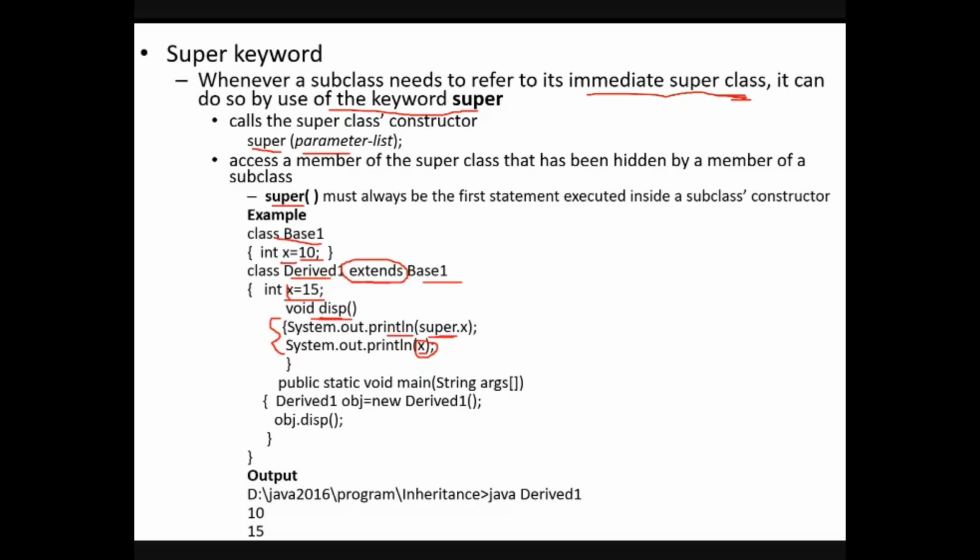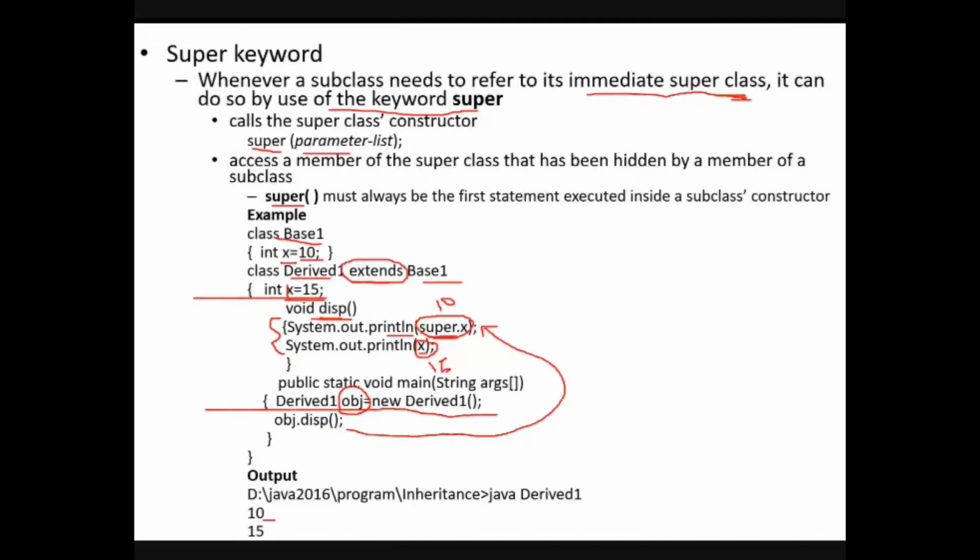In the main function I have created an object for the derived class, and by using the derived class object I am calling the disp method. So control will come here. Now super dot x means the base class x, whose value is 10, so 10 will be printed here. Then just x means the derived class x, so 15 will be printed. So finally the output of this program is 10 and 15.